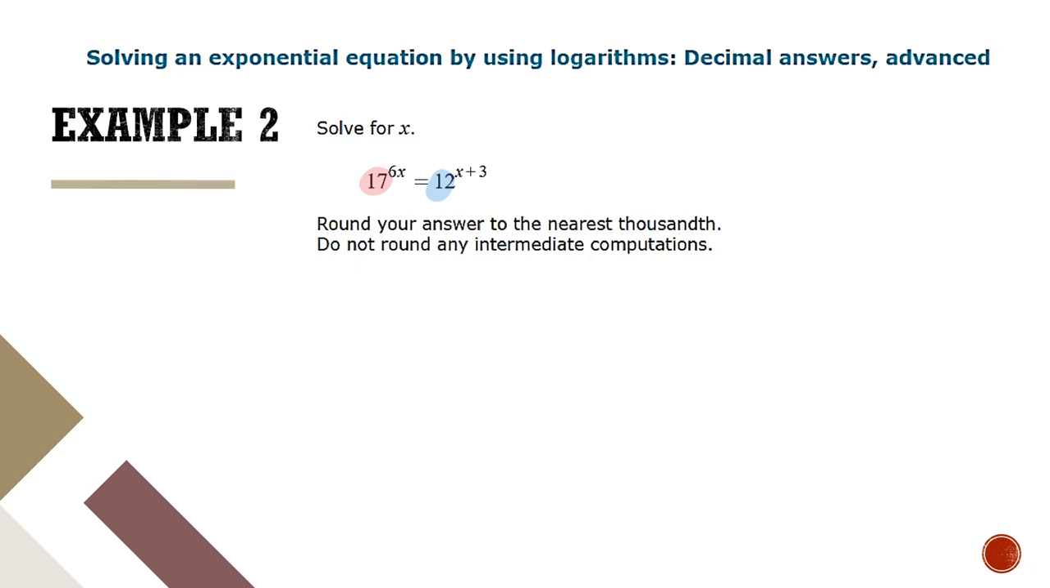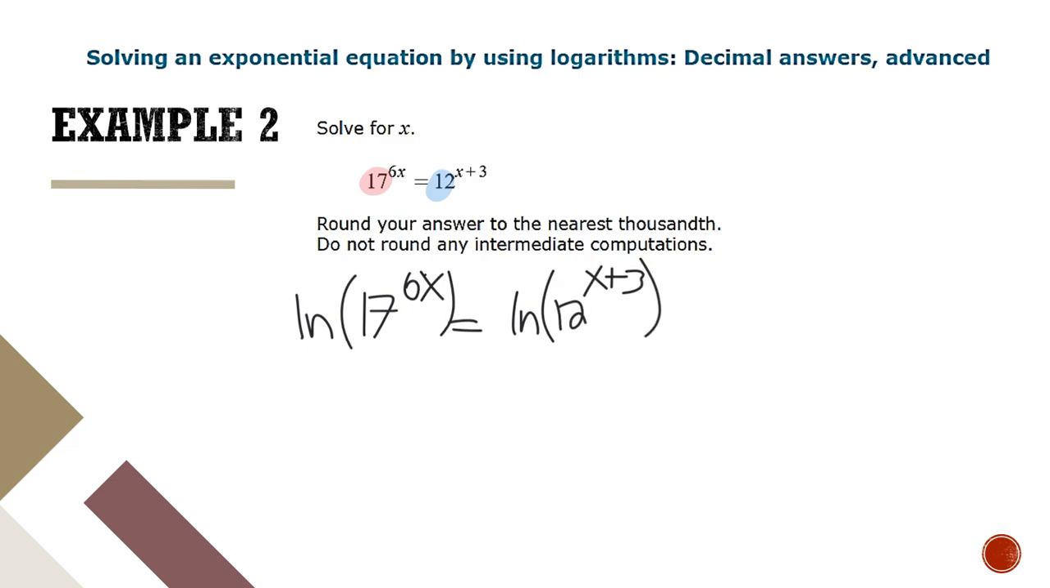So let's just do the natural log this time. It doesn't matter which base you choose. ln is just easier. It's one less letter. So I like to do the ln, or the natural log of 17 to the 6x is equal to the natural log of 12 to the x plus 3. So we're taking the natural log of all of that.